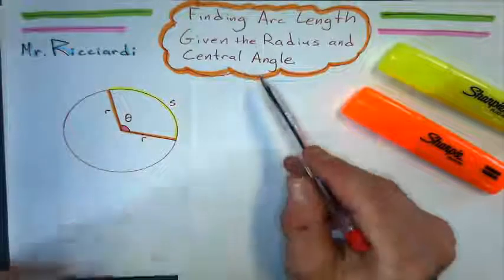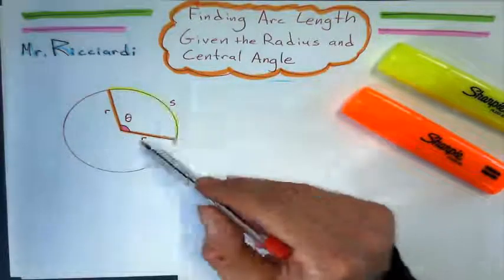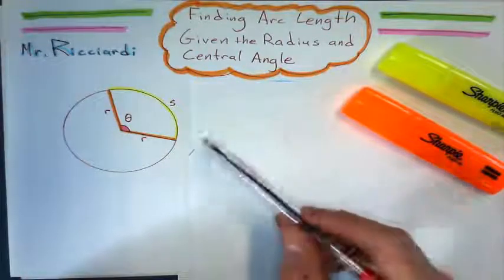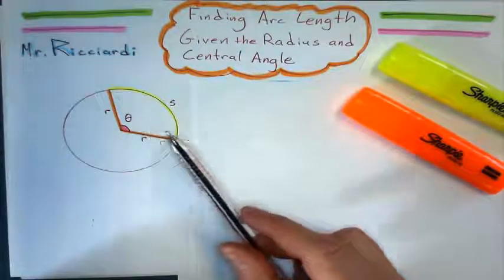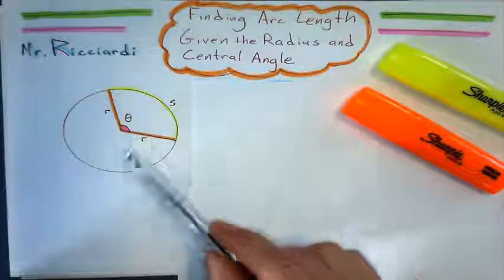Okay, I'm going to show you how to find the arc length given the radius and central angle of a circle. And we're going to keep all these in degrees mode. We're not using radians for these examples, strictly degrees. All right, so first of all, there's three main things with arc length that we need to consider.